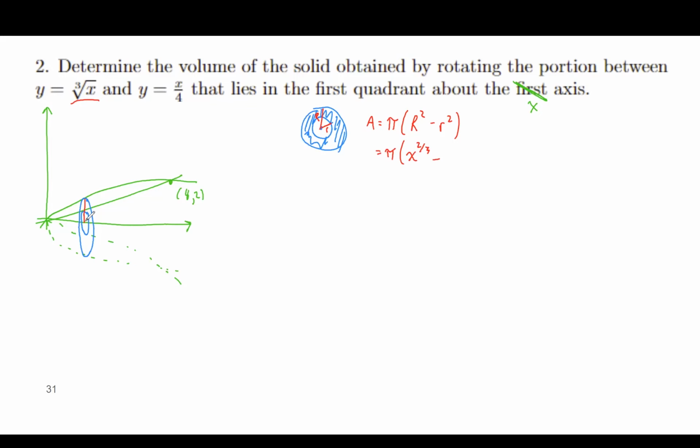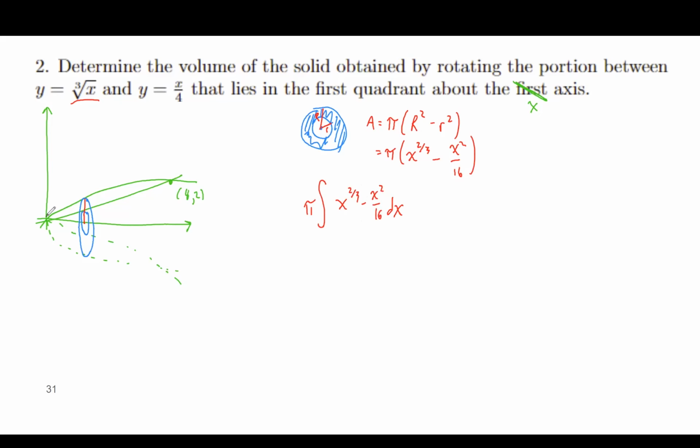Minus, now the smaller radius is the distance from the x-axis to our lower function, which is x over 4. That's just our y value, which again is x over 4, and this is squared. So I'll write this as x squared over 16. So all we're doing is integrating this expression. I'll pull the pi out front: x to the 2/3 minus x squared over 16 dx.